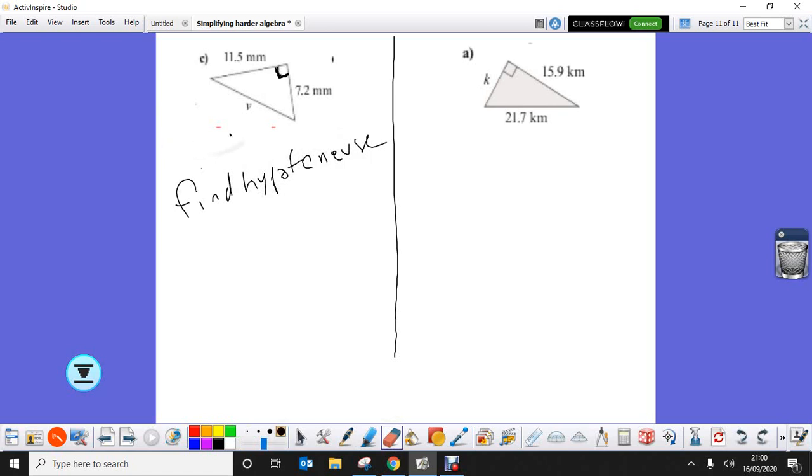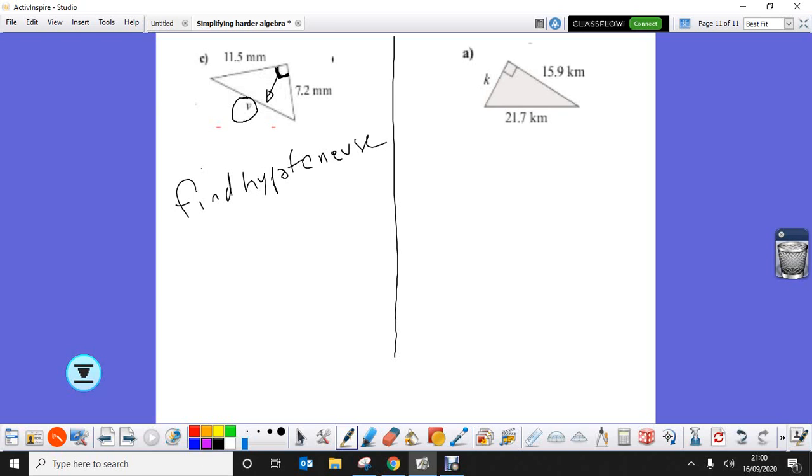Okay, so the first thing is, how do I notice which is the longest side? On all right angle triangles, where the right angle is, if we draw a diagonal line away from the right angle, that's going to be the longest side. So in this case, my V is the longest side.